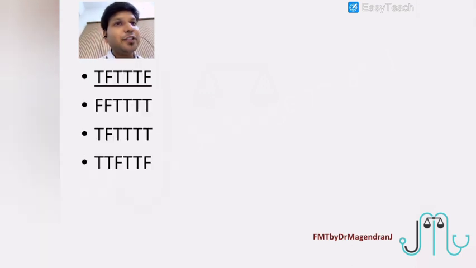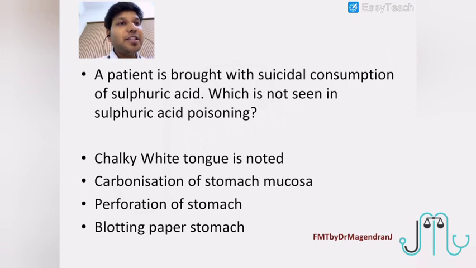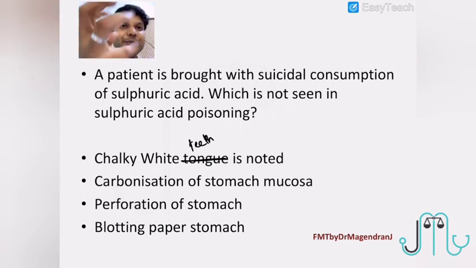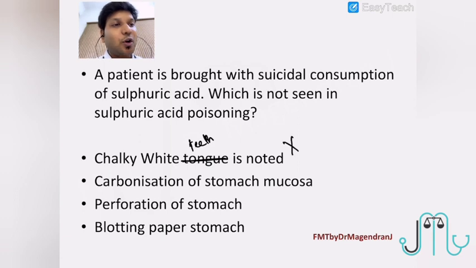Right? Moving further. A patient is brought with suicidal consumption of sulfuric acid. Which of the following is not seen with sulfuric acid? Chalky white tongue is noted. You must have learned the term chalky white in sulfuric acid. But do remember, friends, it is not chalky white tongue, it is chalky white teeth. Because sulfuric acid has got hygroscopic property. It will absorb all the water content and make the surface so dry. That is why we can see chalky white teeth, not tongue. So this option is wrong.